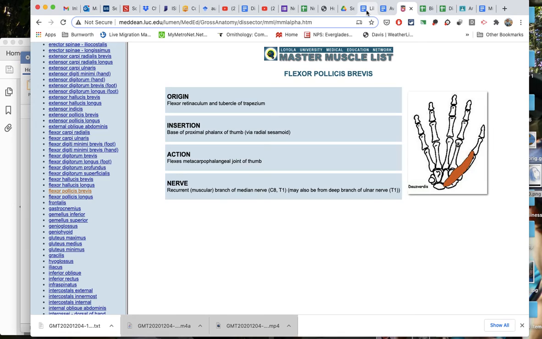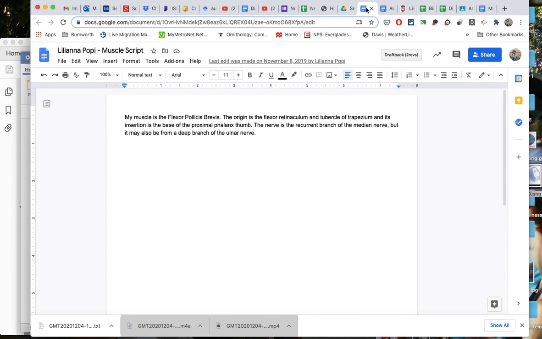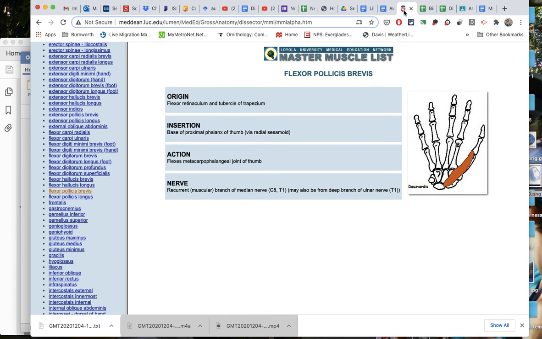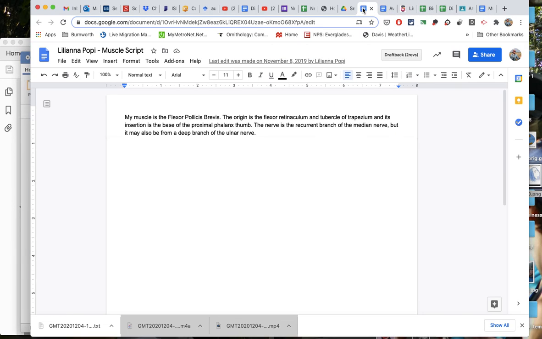Notice that it says my muscle is the flexor pollicis brevis. The origin is the flexor retinaculum, and so on and so forth. See the differences. This is what you pasted. This is what I want you to do for e-learning. You're going to put it into a sentence structure. Put it into a paragraph.